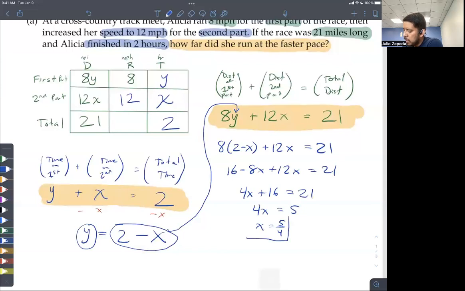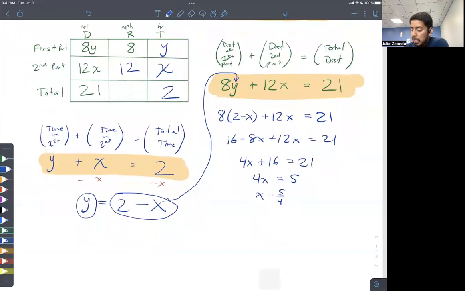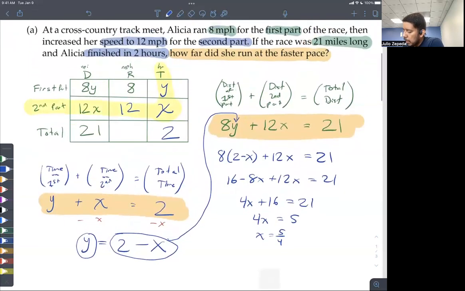And so this is where the confusion kind of came. Some students said, well, is this our answer? And we need to look carefully at what x is. According to the box where we defined x, x is the amount of time spent on the second part. So this is 5/4. If you divide this, this is 1.25 hours spent on the second part.